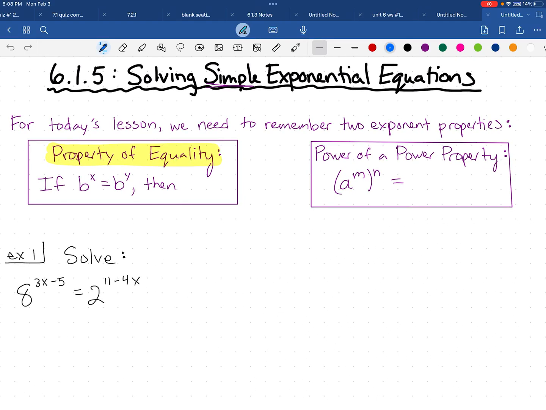Okay, so here's our lesson on solving simple exponential equations. Exponential equation meaning we're going to be solving an equation where our variable x is in the exponent, and we have to find the value of x that makes the equation true.